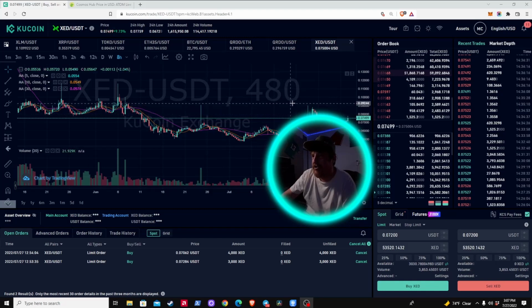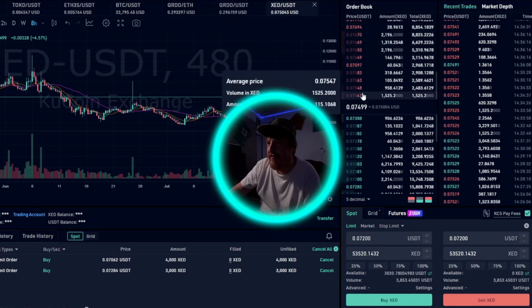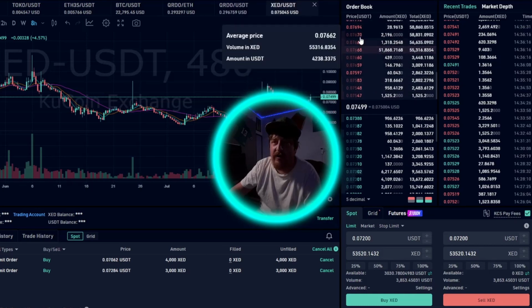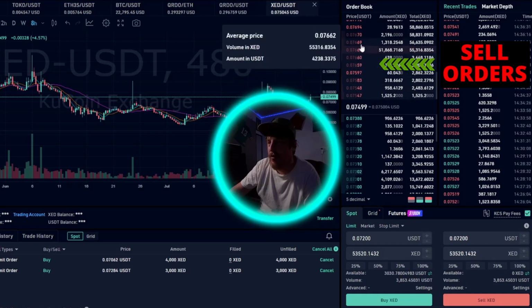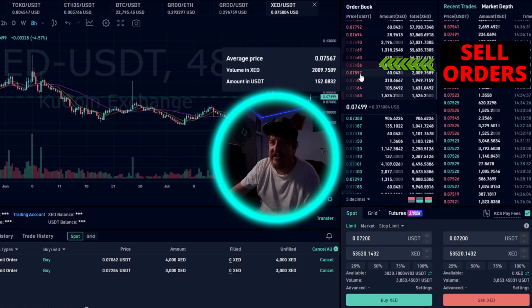And so then we're going to head over here to the right, and we're looking up here at the top where it says order book, and you have this red area and this green area. Well, the red area is the area that has all of the sell orders. These are orders people have placed, take profit levels most likely, and they're waiting for the price action of XED to reach these levels to attempt to sell at these prices, right?